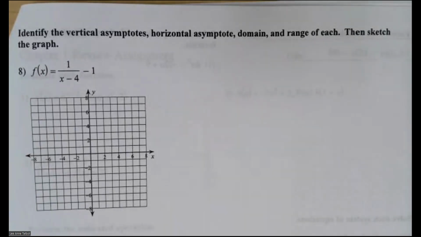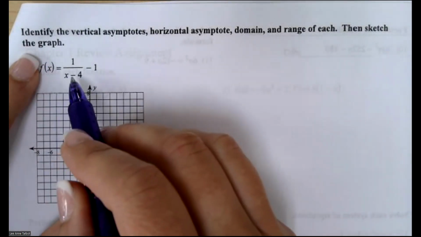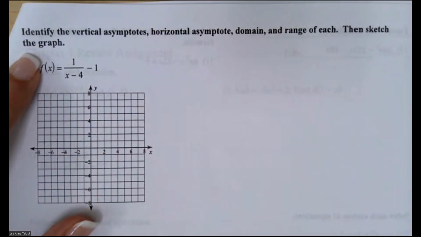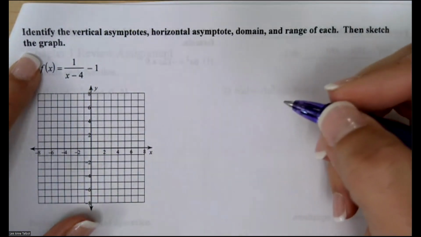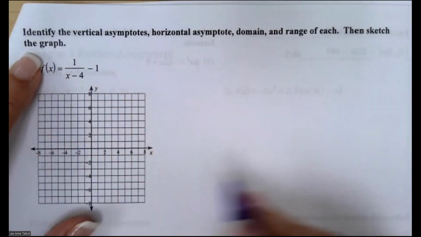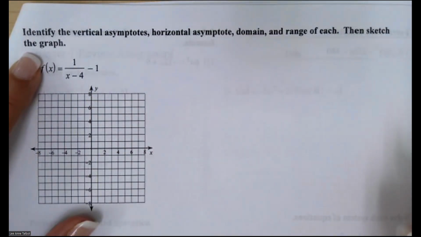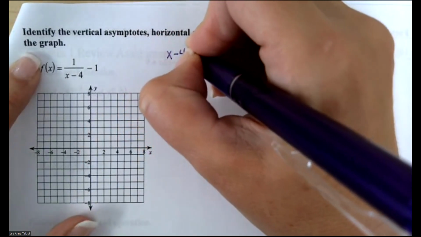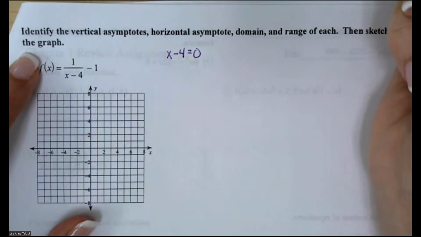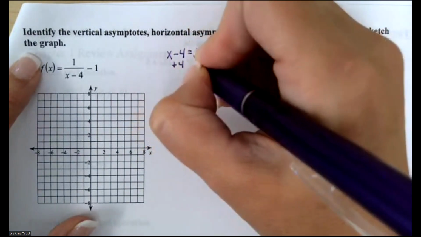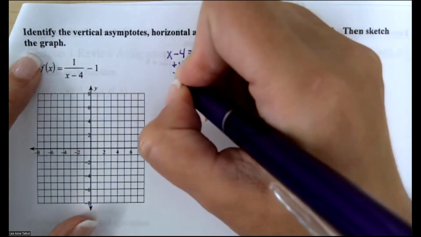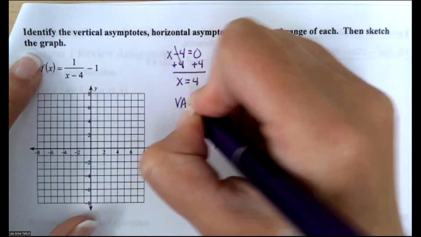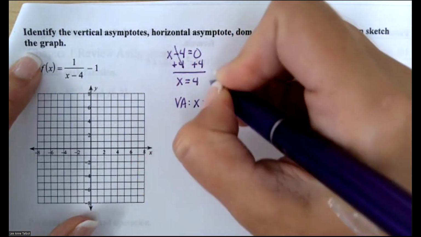Alrighty, rational function. If you don't know that this is called a rational function, you probably want to write rational function up here because I like to match these up with the test topics, right? So if this does not immediately jump out at you saying the word rational function, you should do that. Okay, first, x minus 4 equals 0. Plus 4 plus 4, x equals 4. Vertical asymptote, x equals 4.